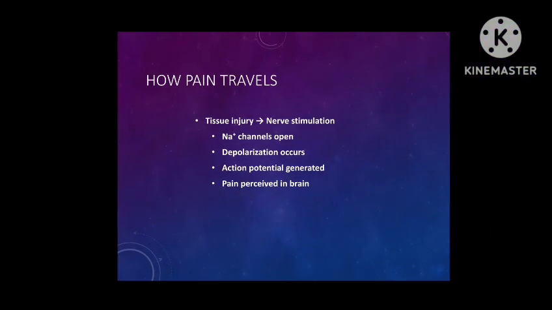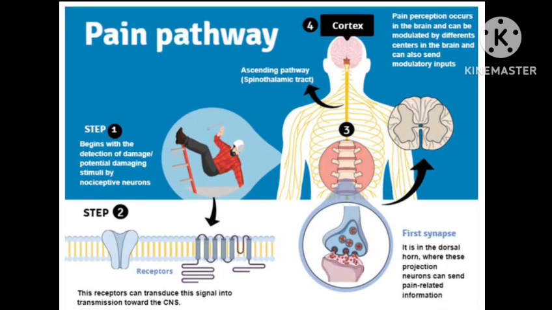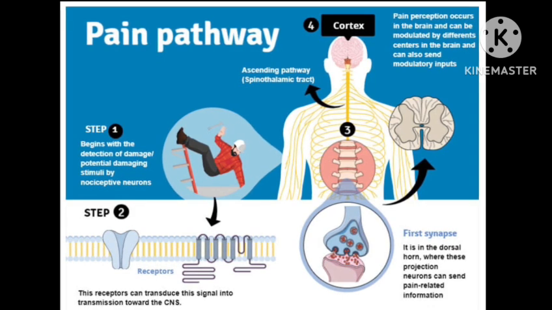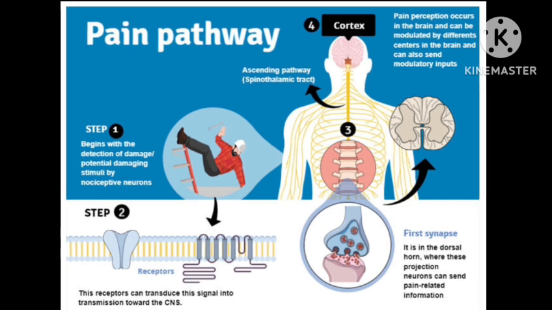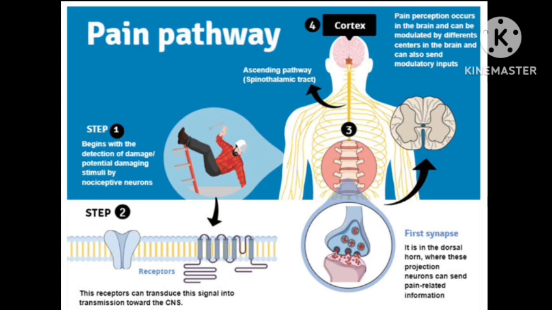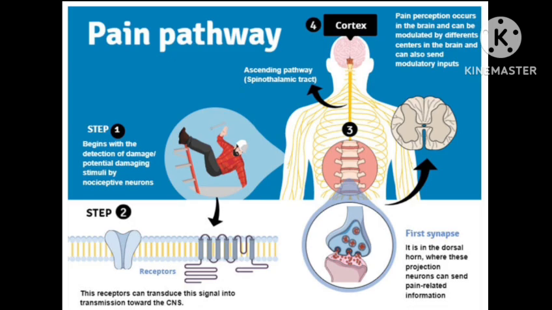Now let us see how the pain travels in the body. First, tissue injury occurs when there is tissue damage. The pain receptors in that area are stimulated. The sodium channel opens in the nerve membrane. When sodium enters the nerve cell, depolarization occurs. Because of depolarization, an action potential is generated. This electrical impulse travels along the nerve fiber. Finally, the impulse reaches the brain, and in the brain, the pain is perceived. So this is how pain travels from tissue injury to the brain.